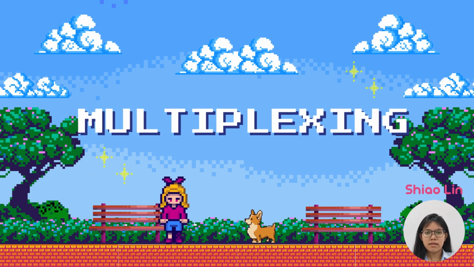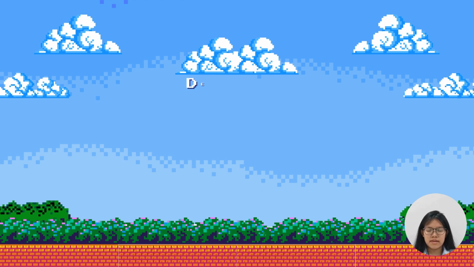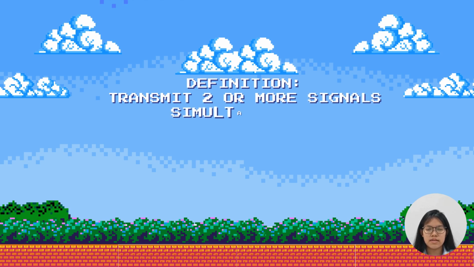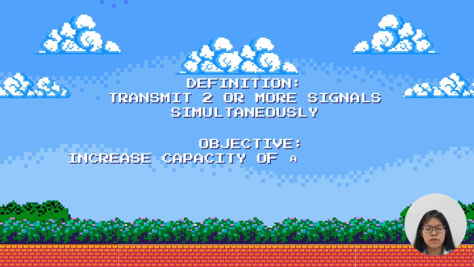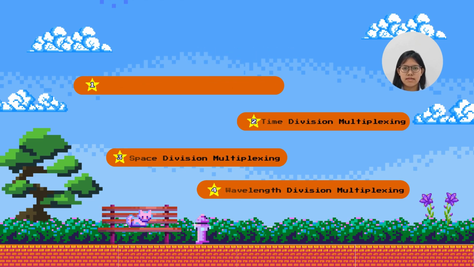Hi, I'm Xiaolin, and now I'll be explaining about multiplexing. Okay, so what is multiplexing? Multiplexing is a process of transmitting two or more signals simultaneously, and its objective is to increase the capacity of a transmission channel. So here are the four methods of multiplexing, and I'll be explaining them in the next slide.